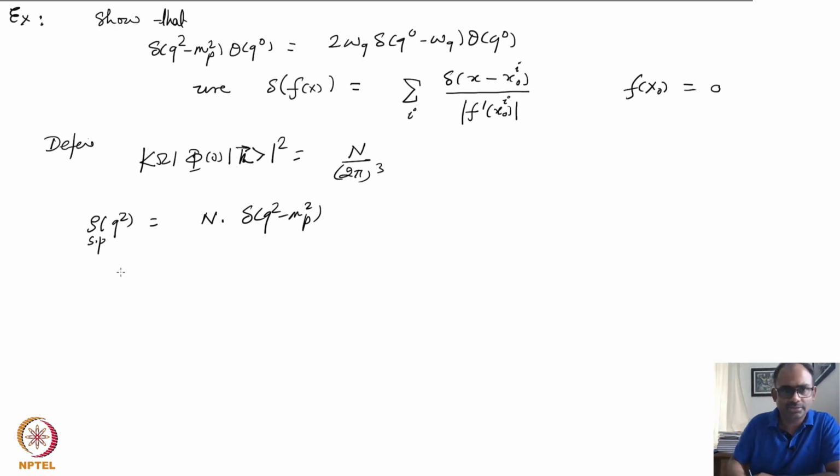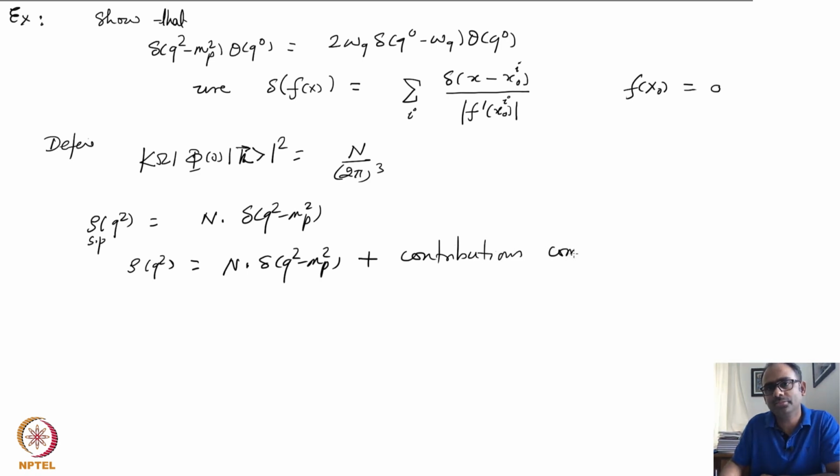Just to be sure that I am not leaving anything out, I will write rho of q square as, now this is for the full thing, not just for single particle states, n delta of q square minus mp square plus contributions coming from multi-particle states.